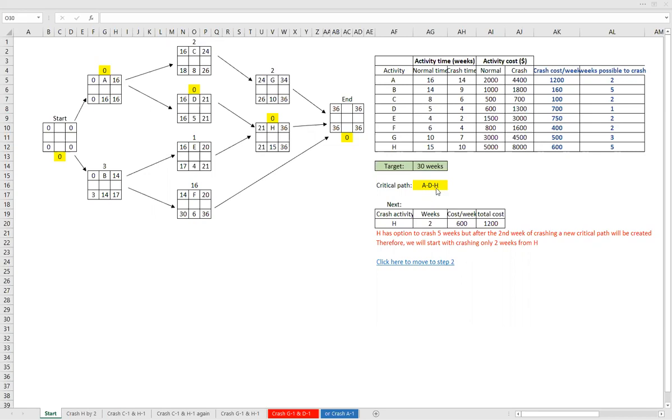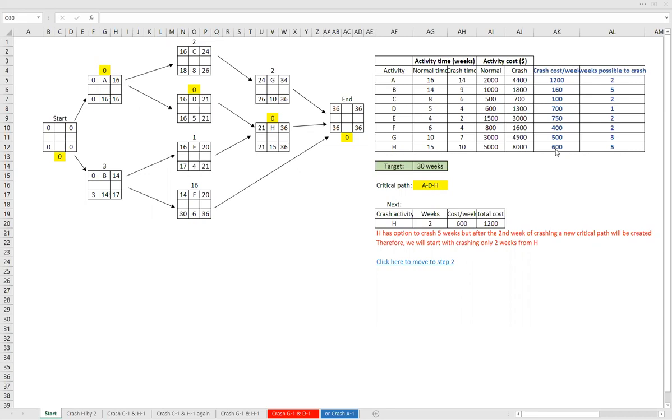We usually look at the activities, the weeks possible to crash, and the cheaper cost per activity on the critical path. So we need to compare A, D, and H. A has the highest crash cost per week, D has 700, and H has 600. So actually H has the lowest crash cost per week.